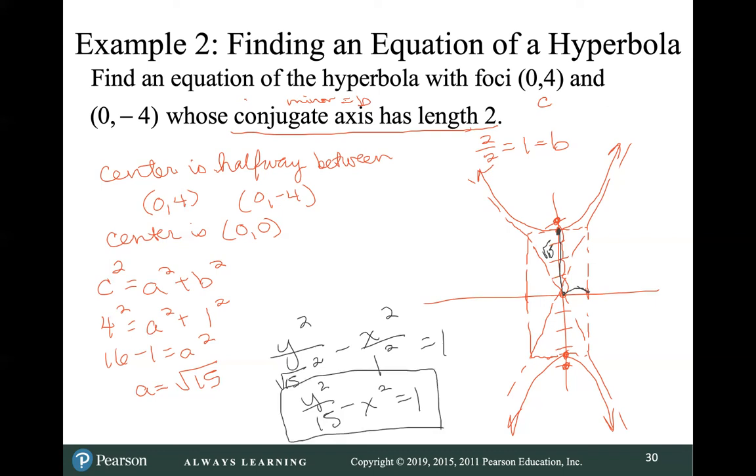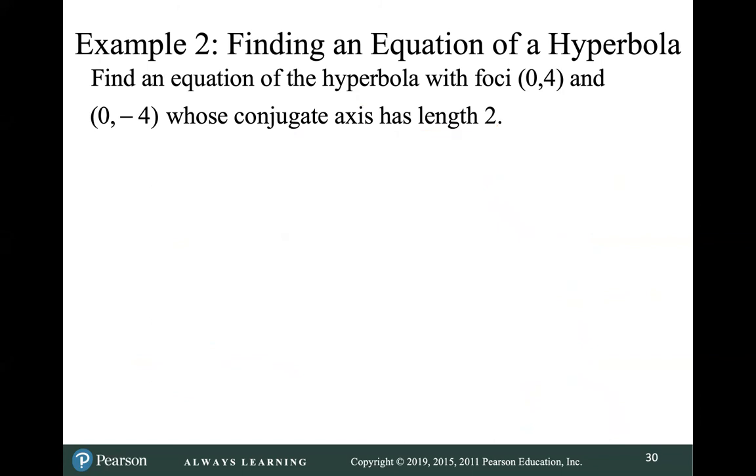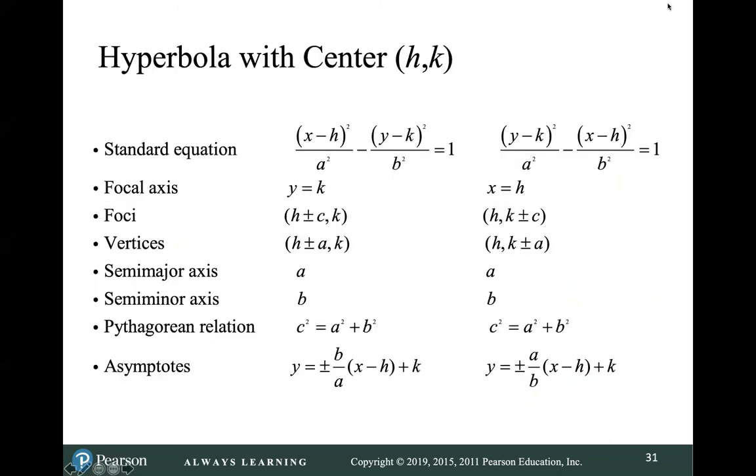So again, just like we've seen in our last two sections, the key is to solve for the variables. What if our center is not (0, 0)? Well, the same thing we've been seeing each time is that we're going to incorporate h and k into our formulas. This is the one that you want on your formula sheet.